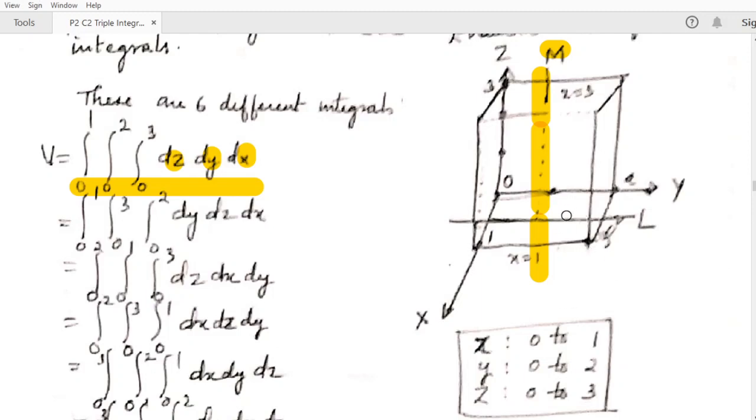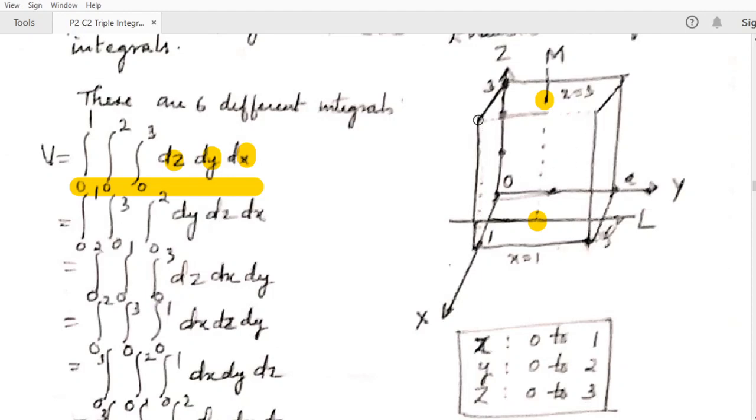So now we can observe this line m, and we can find the limit of z. We can see that the line m enters the solid at this point and leaves the solid at this point. To find the limit of z, we must know the equation of these two planes, right? From the bounds we know that the equation of this plane is y equal to 2.